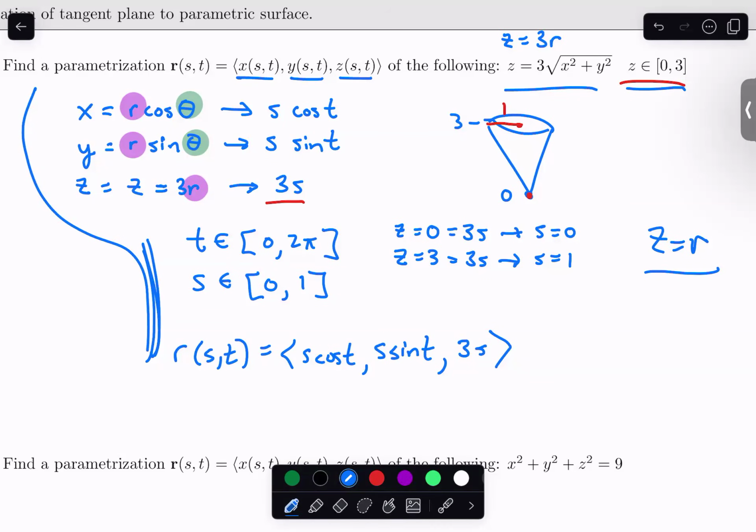Sometimes we write them in vector form, like I did here. Sometimes you just write them as x equals this, y equals this, z equals this. But it's a little bit different than just cylindrical. A cylindrical surface, z equals r, is kind of different than writing in the vector form.